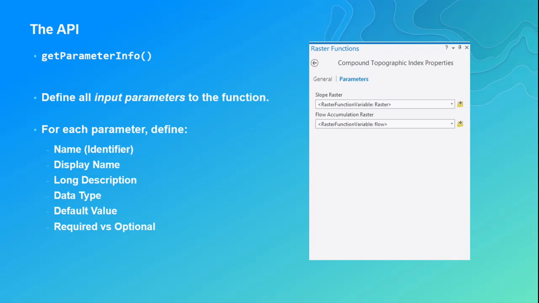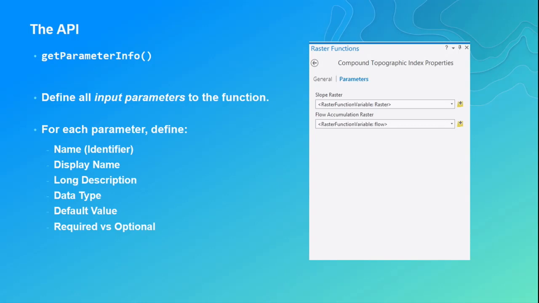Each parameter has several properties. The name is the thing you're going to use down the road in your Python code. The display name is what the user is going to see. So the display name here is slope raster. It's something a little more user-friendly, not like a Python variable. The long description is what they see if they hover over the parameter. It's kind of like, what does that parameter do? Then the data type, so what kind of data is it?